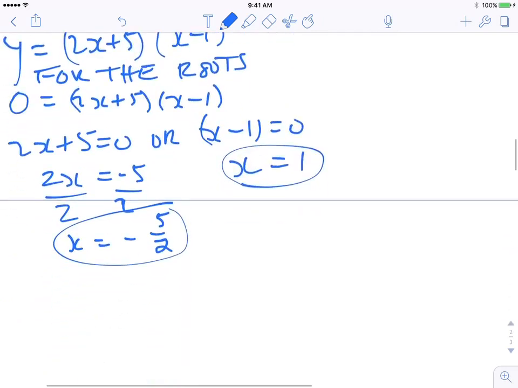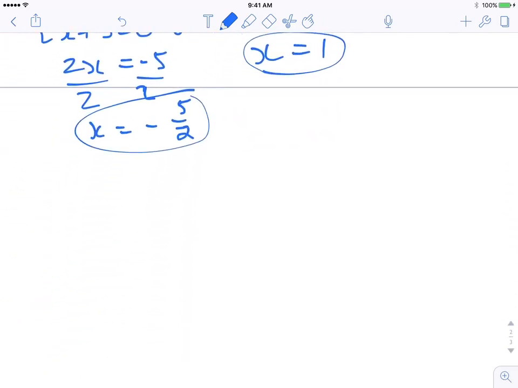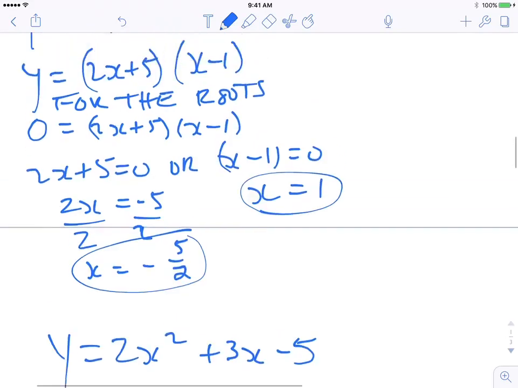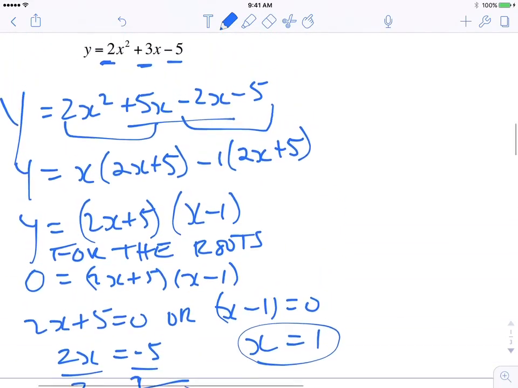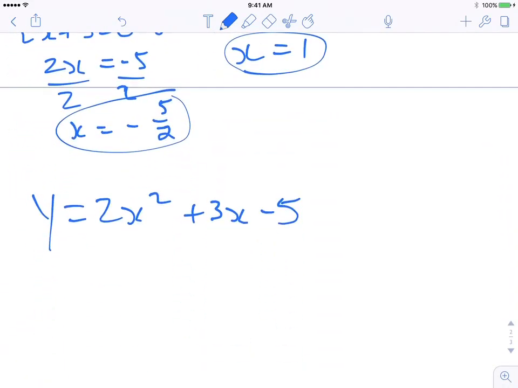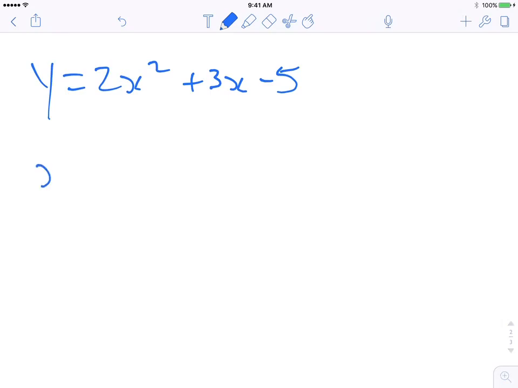But using the quadratic formula, here we go. So my equation is y equal 2x squared plus 3x minus 5. Just double check it. Plus 3x minus 5. Now we're going to use the quadratic formula, and that looks like this. It might seem daunting at first, but don't be afraid. This will actually be your friend. You'll appreciate this formula soon.